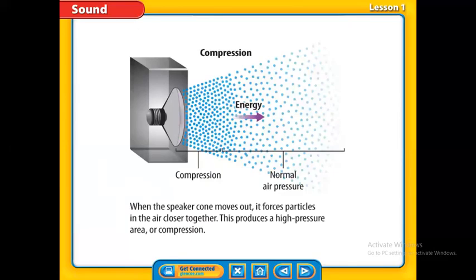So this picture again, guys, shows you how the back and forth movement of the speaker causes the particles to also vibrate, or I'm sorry, carry the energy, causing you to hear the sound all around.